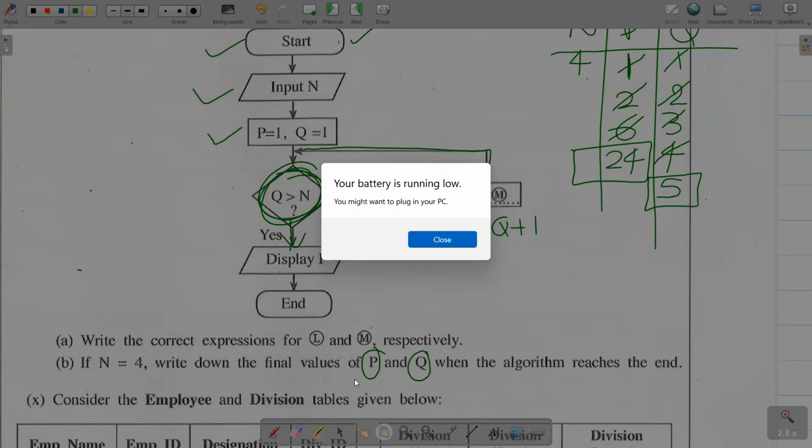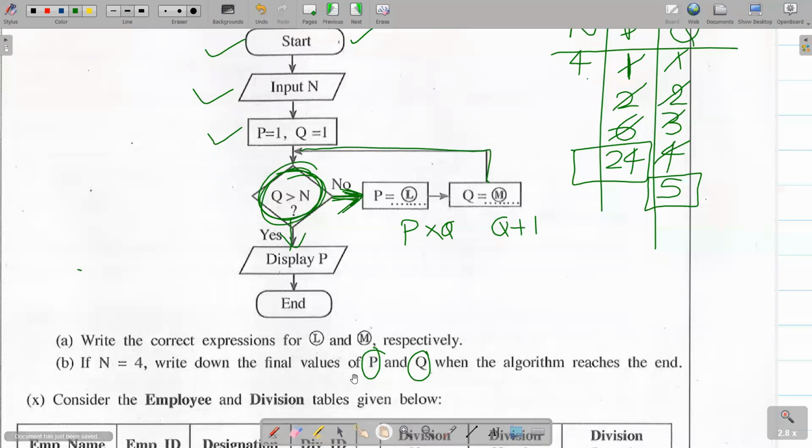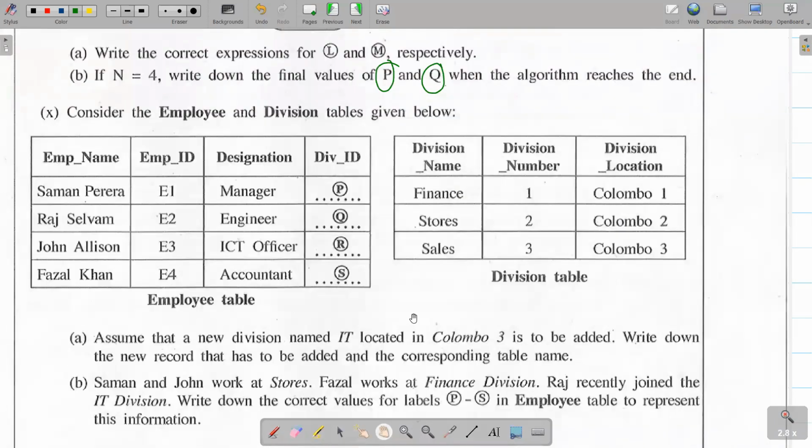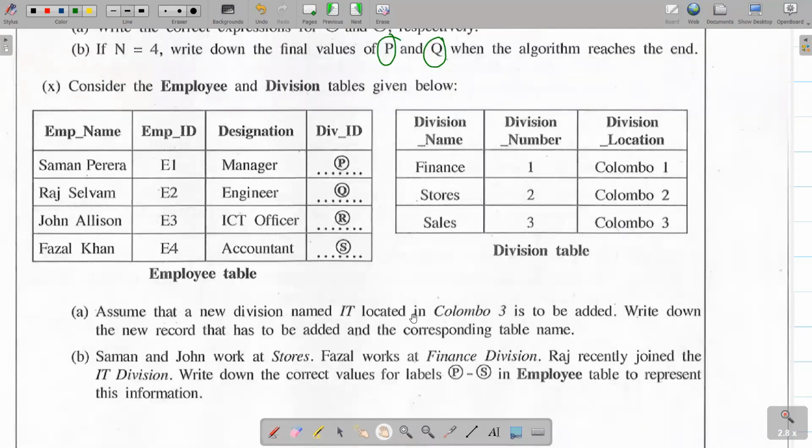Okay. So the very last question. There is a table given. It says to consider the employee and division table given below. It says assume that a new division named IT located in Colombo 3 is to be added. Write down the new record that has to be added and the corresponding table name. So if it is a new division, it's the division table.